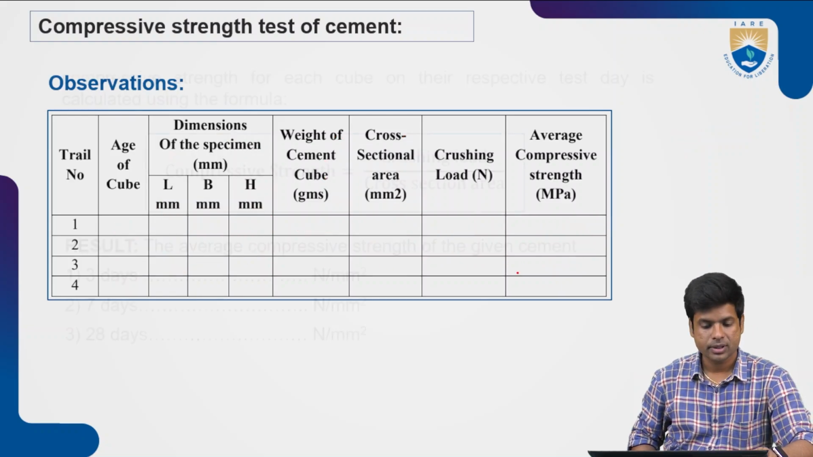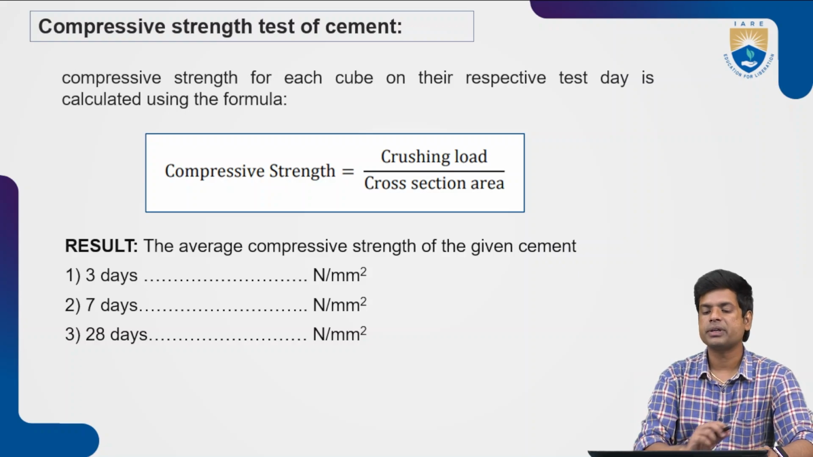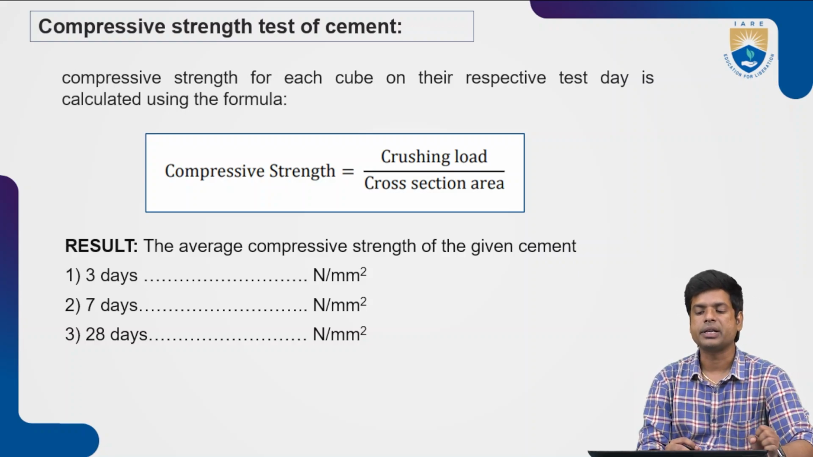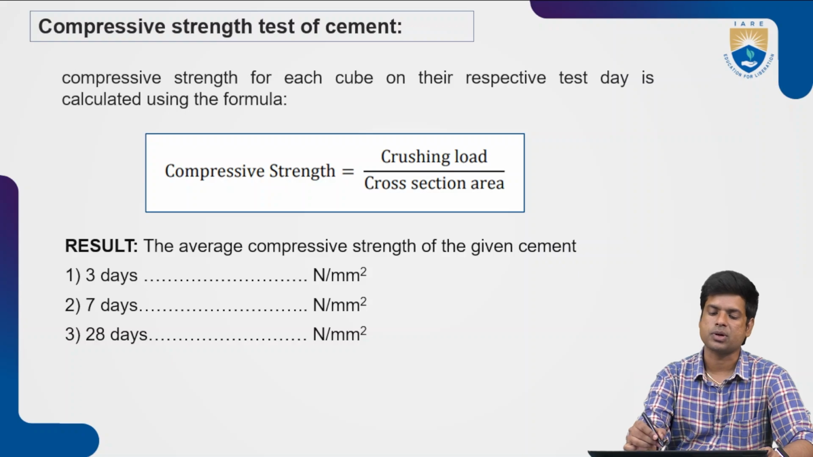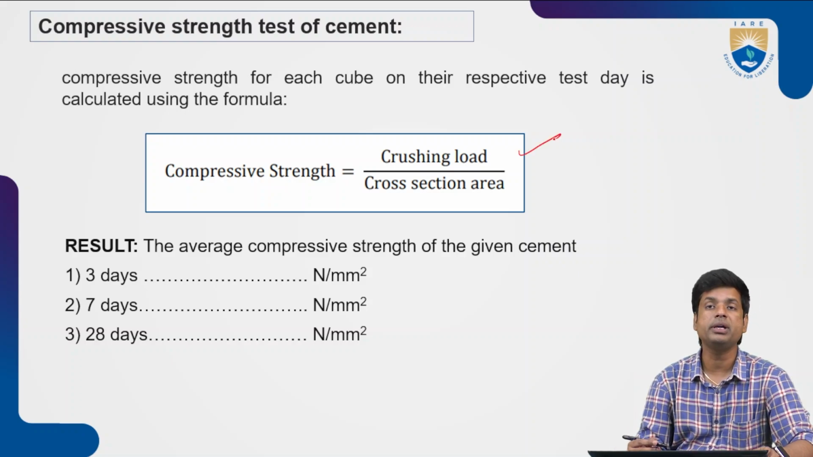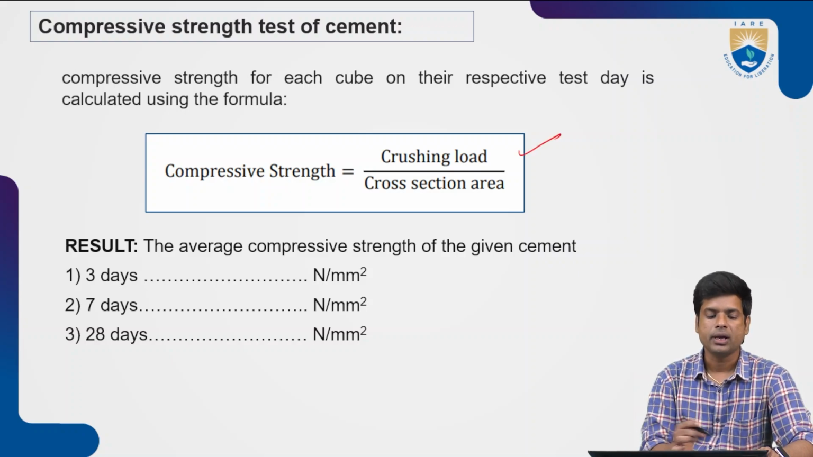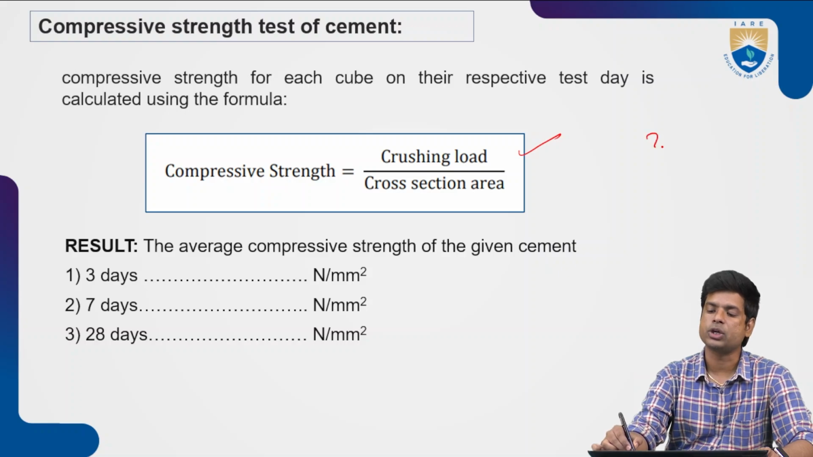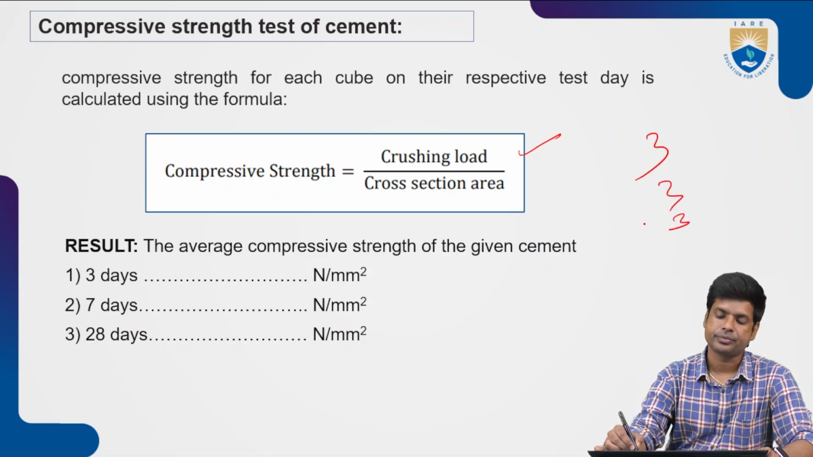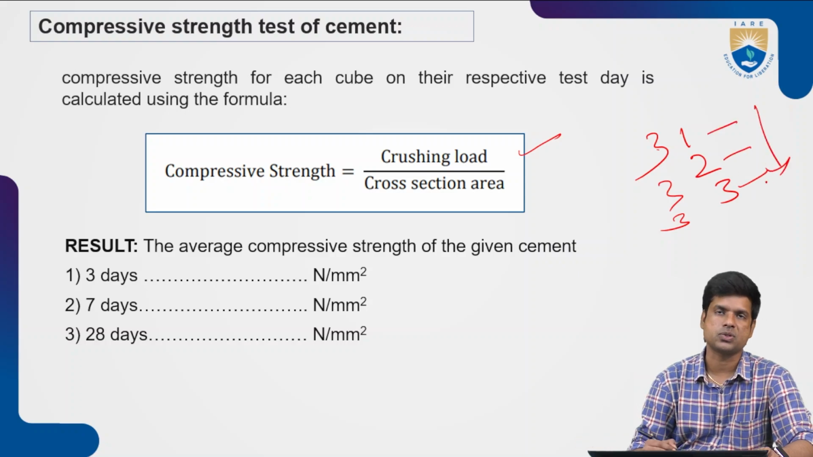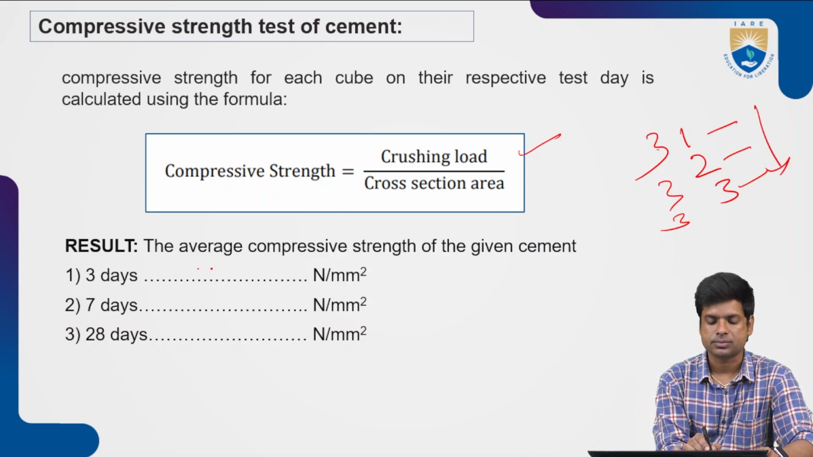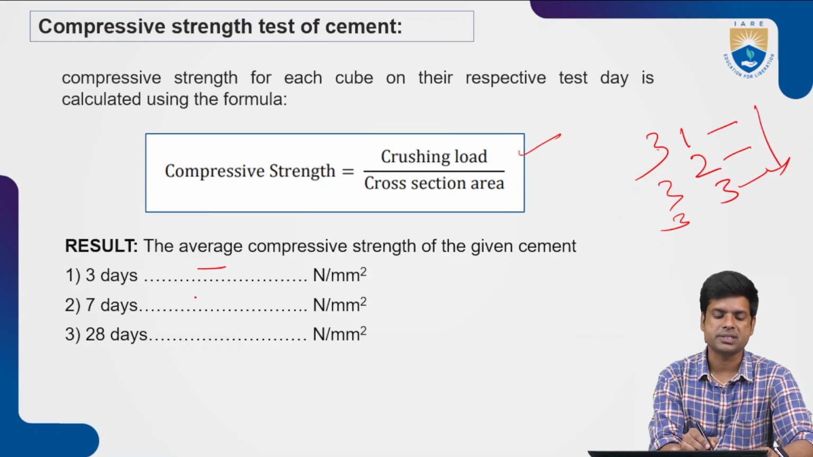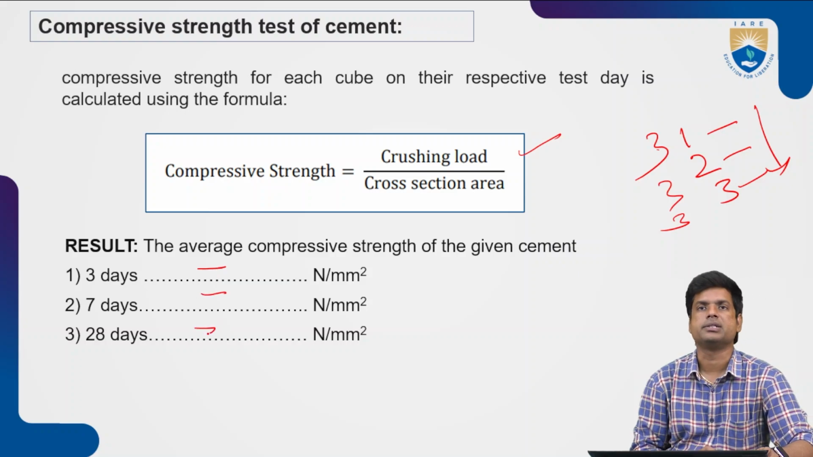Next one. So the compressive strength of each cube on the respective test day is calculated by using this formula as we have discussed. Crushing load by cross-sectional area. And the result will be noted. The average compressive strength of the given cement. Why we are taking average means we are going to cast 3 cubes, right? So we have to note each and every cube result, and we have to take the average of that particular compressive strength, and that will be taken here as a strength. 3 days strength, 7 days strength, and 28 days strength.